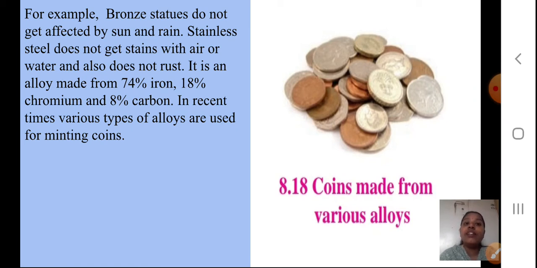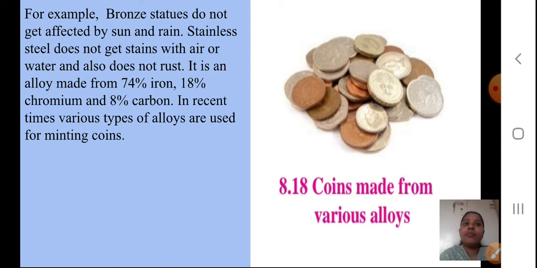In recent times, various types of alloys are used for minting coins. Minting means giving them a thin layer, a coat, we can say.